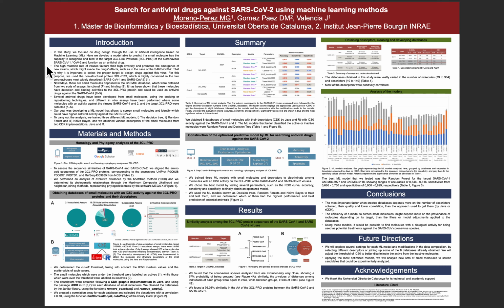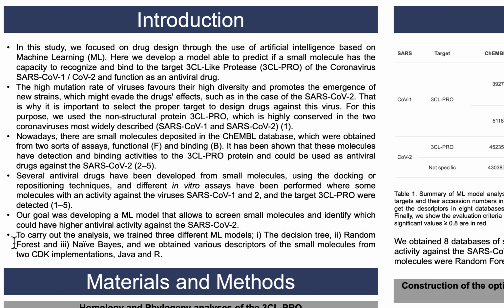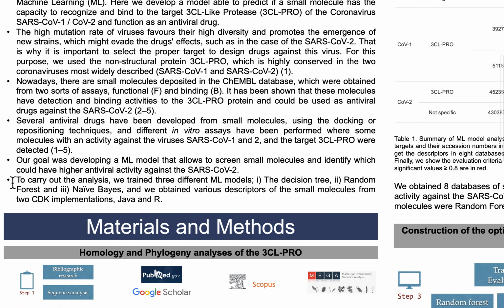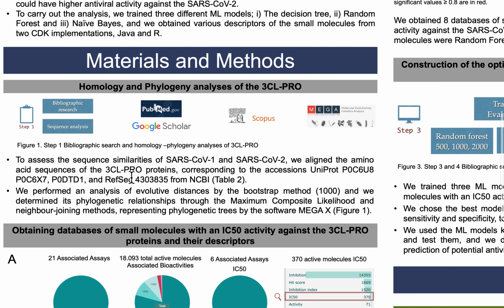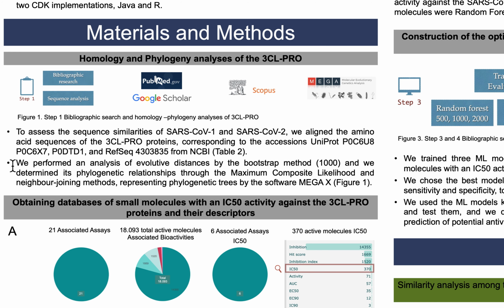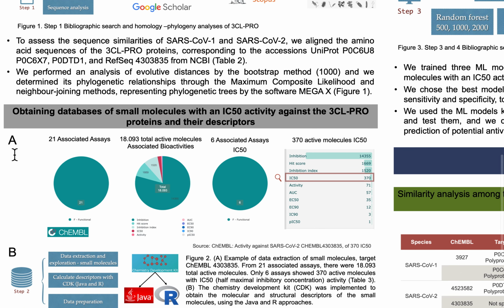To carry out our analysis, firstly, we made a homology and phylogeny analysis of the 3CL-Pro protein. We found that the 3CL-Pro is a promising target to develop antiviral drugs against the SARS-CoV-2. This protein is encoded in the polyproteins 1a and 1b of the SARS-CoV viruses, getting different nomenclatures.